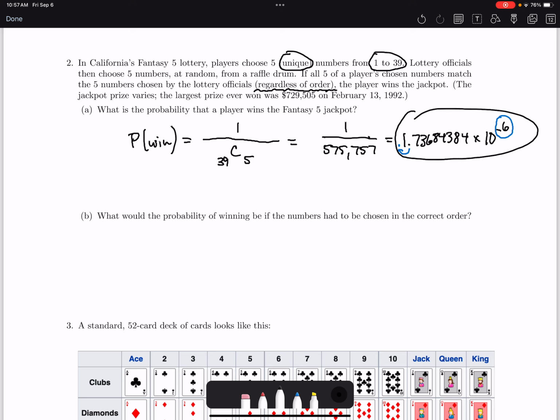In standard notation, it would be 0 point, and then I've got to have 1, 2, 3, 4, 5 zeros, and then a 1, 7, 3, 6, 8, 4, or whatever.